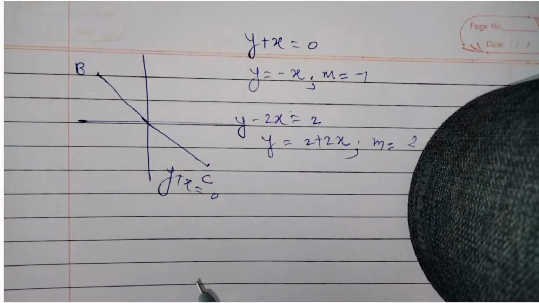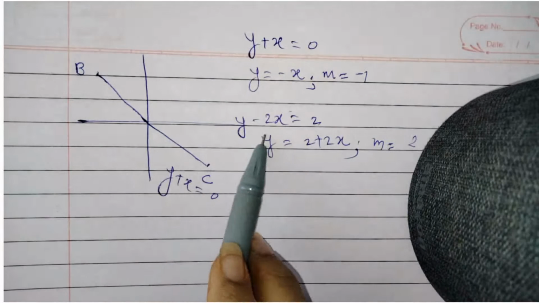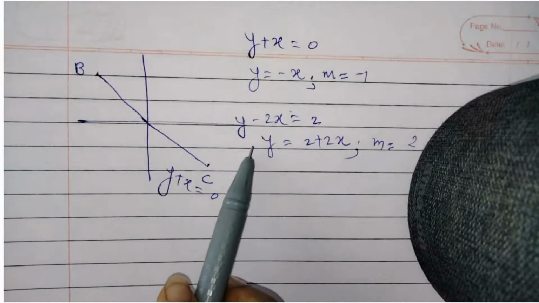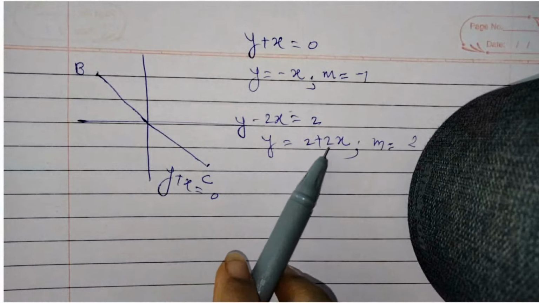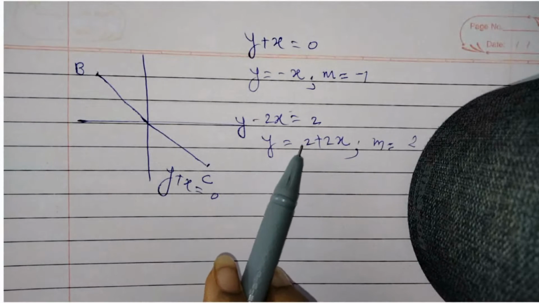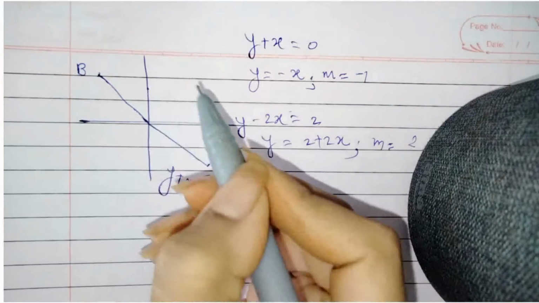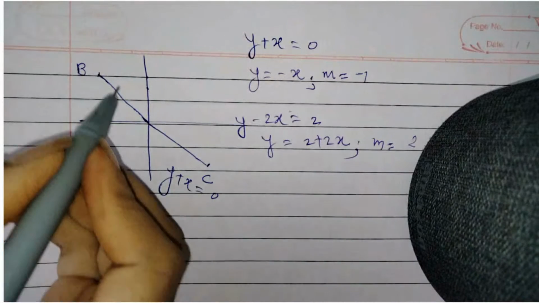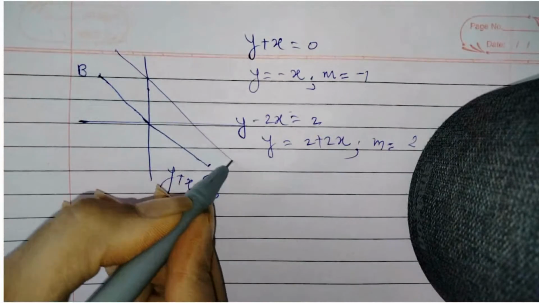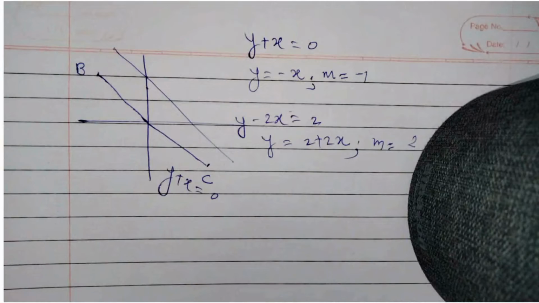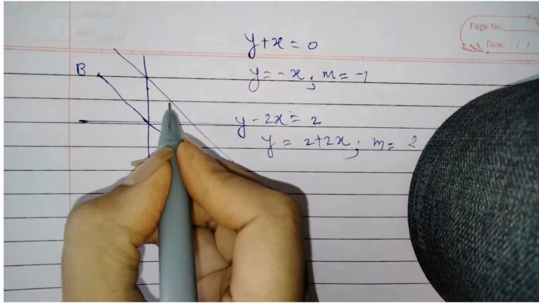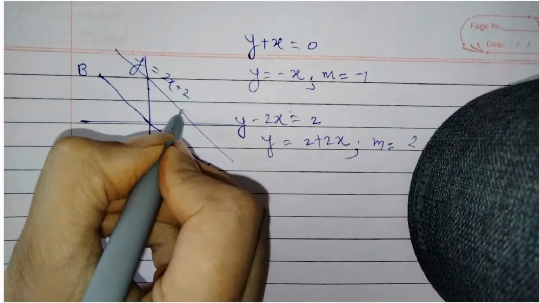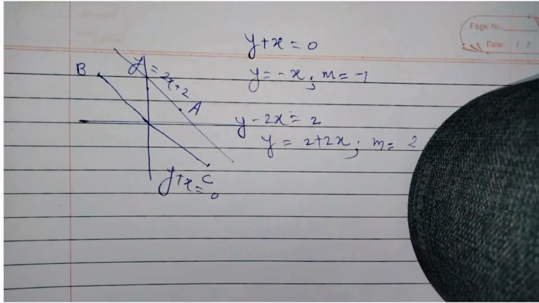So this is the line y plus x is equal to 0. Alright, and here we have this line y is equal to 2x plus 2, which is in the form of y is equal to mx plus c. C is the y-intercept, which is 2. Suppose 2 is here, somewhere here maybe. So the line will pass through the y-intercept, which is 2. And point A lies somewhere on this line, which is y is equal to 2x plus 2. So A lies on this line.